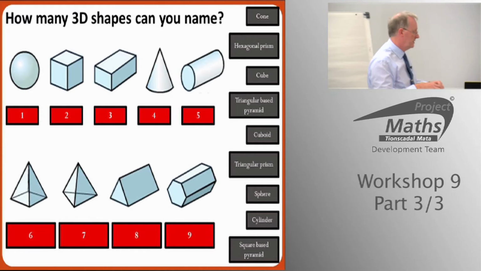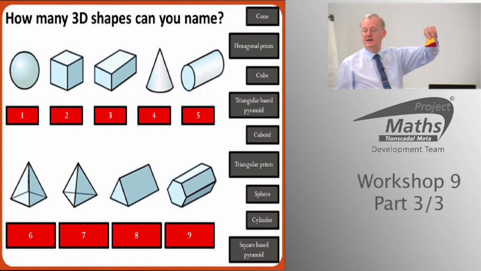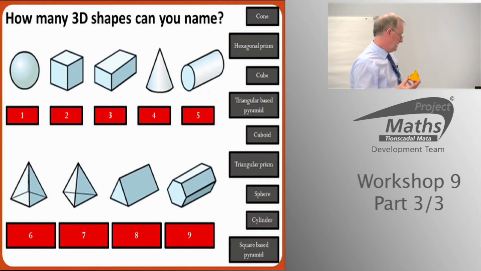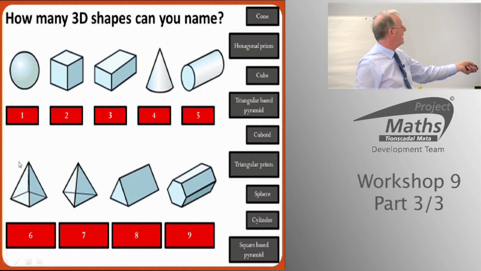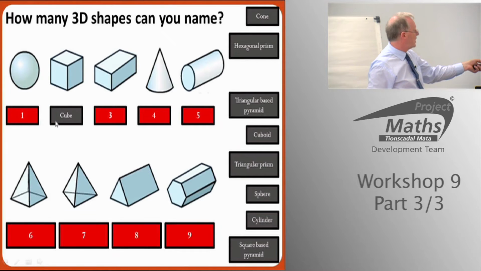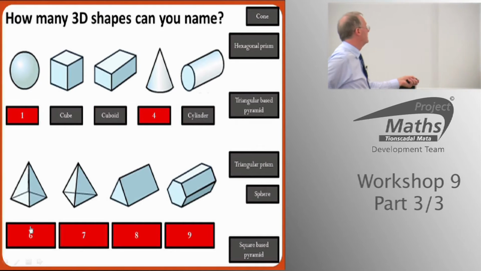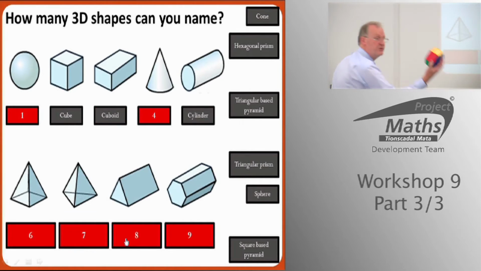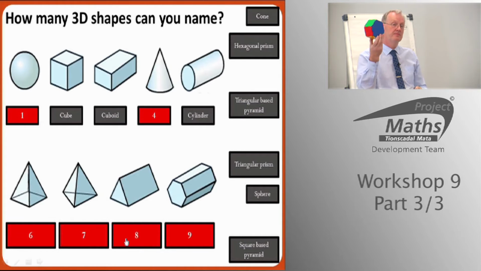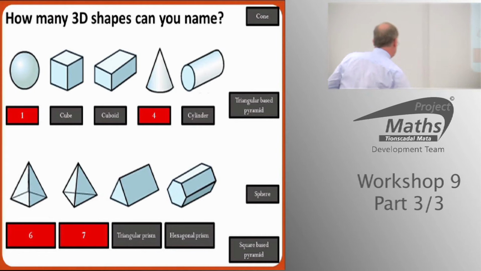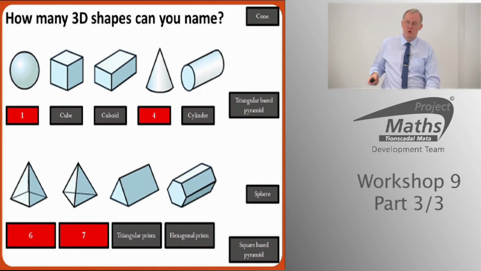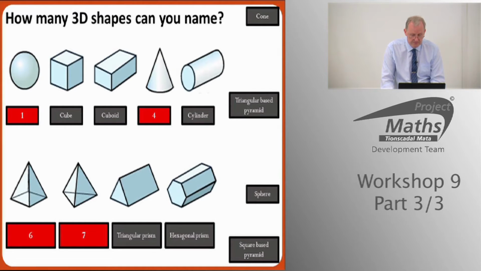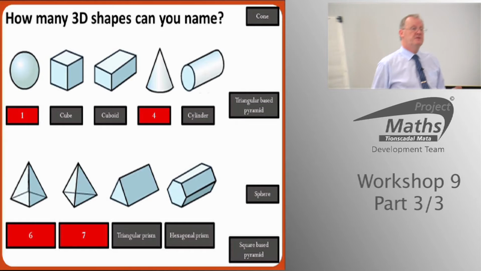The next one is the triangular based pyramid. Then we've got the triangular prism and the hexagonal prism. So, can I just ask you, which of those are prisms? 2, 3, 5, 8, and 9. They're the prisms.